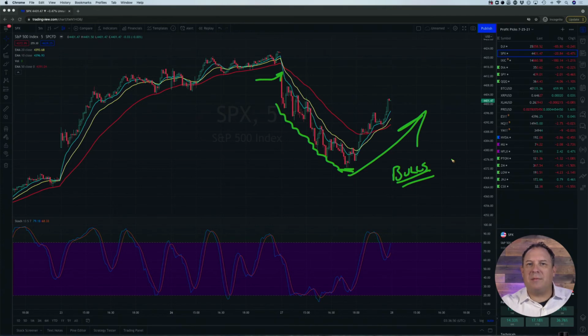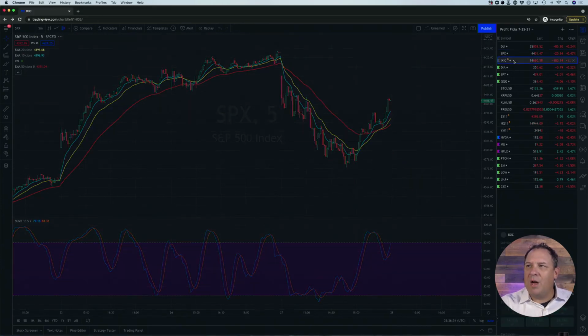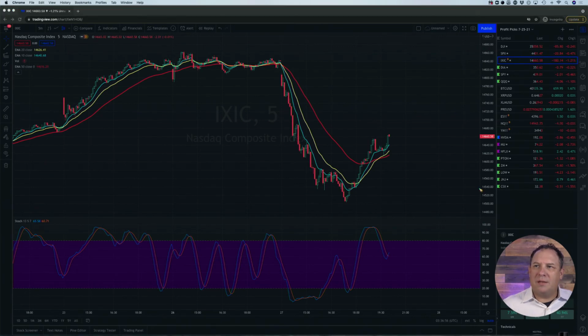The NASDAQ showed us something very similar, and I'll just hit this one very quickly because I don't want this video to be forever. There it is. This is the picture of the NASDAQ. NASDAQ opened up. It was very bearish today, very, very bearish. But the last hour or so of trading, look at that. Set up perfectly for a bullish pickup tomorrow morning.